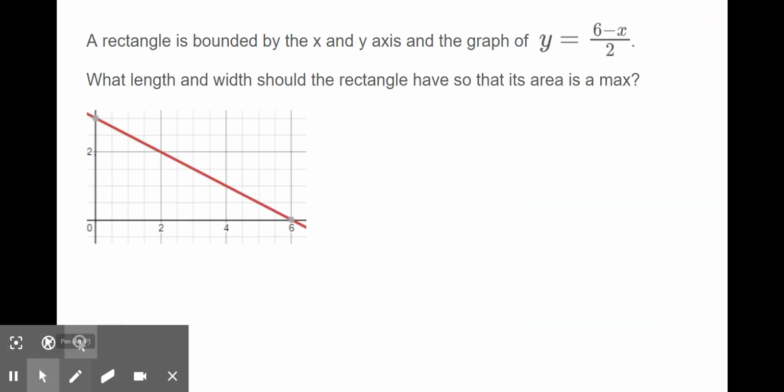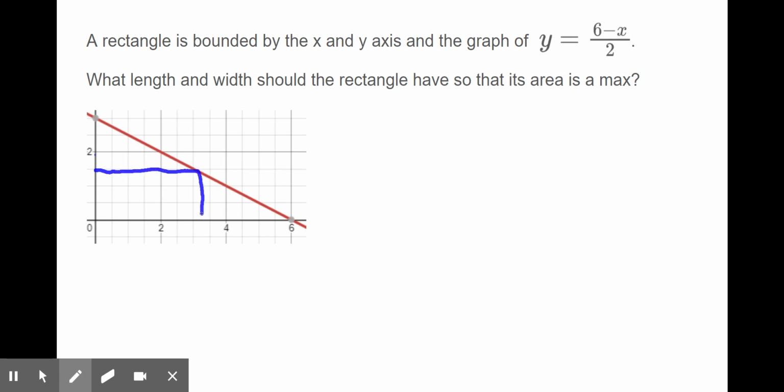All right, so here's one more final problem. A rectangle is bounded by the x and y axes, and the graph of y equals 6 minus x over 2. There's the graph there in red. It's that line. What length and width should the rectangle have so that its area will be a max? I'm asking you to fit a rectangle inside of this region. I want the rectangle to be a max.